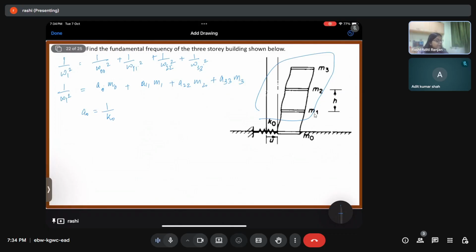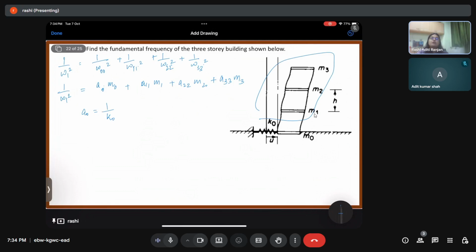Coming on to A11. Now, what is A11 and how do we find it? See, we have a three-story building, right? What we have done is we have basically considered that there are four masses, and these masses are connected to each other by what? Beams.